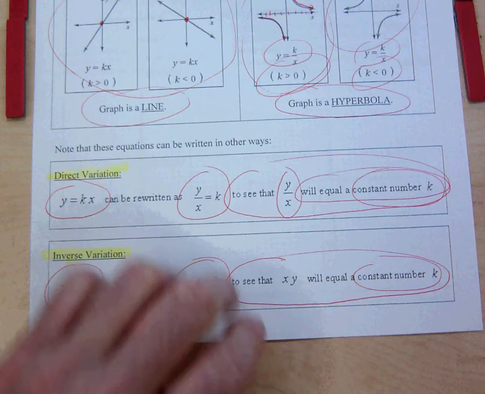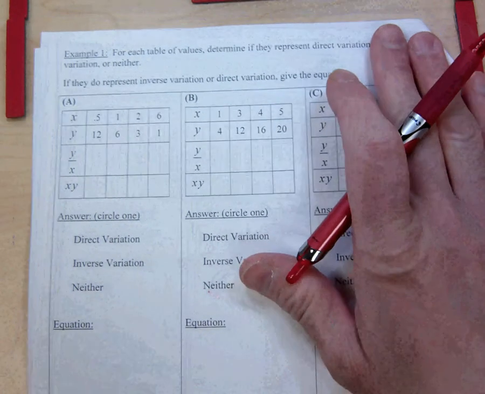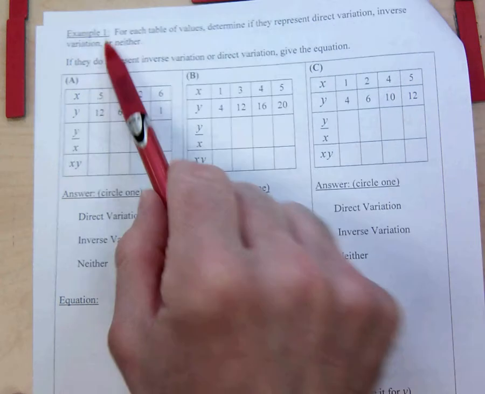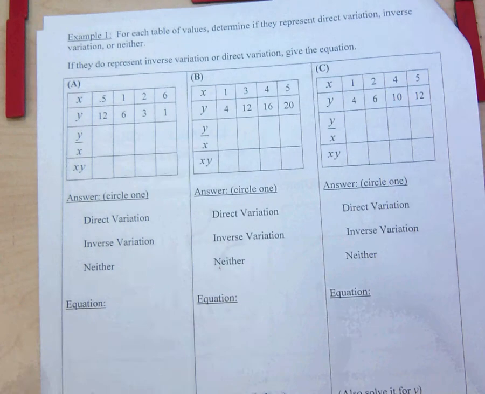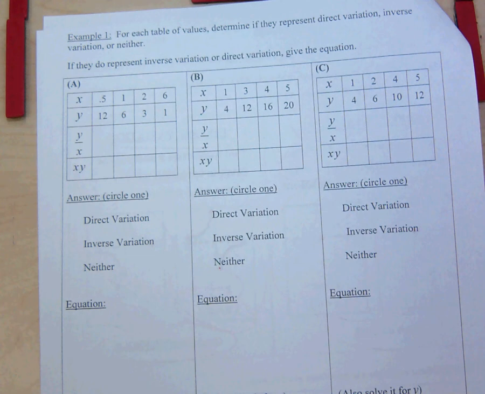All right, so here we go. We're going to go to the example. So, Joey, can you read the directions here at the top, please? For each table of values, determine if they represent direct variation, inverse variation, or neither. If they do represent inverse variation or direct variation, give the equation.